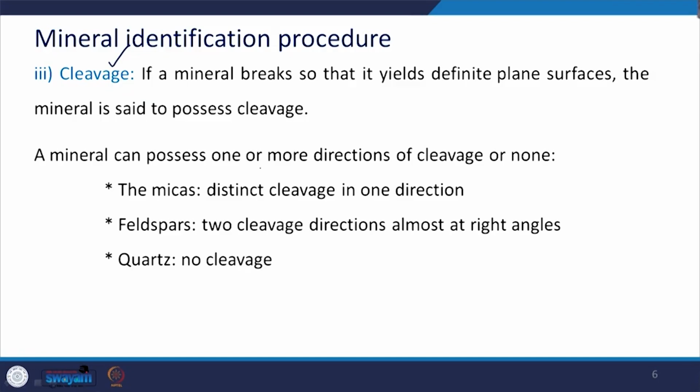The mineral can possess one or more directions, or there may be none. For example, the micas have distinct cleavage in one direction only. Feldspars have two at 90-degree angle. And in case of quartz, it has none. So, based upon whether they have any cleavage or not, or the number of cleavages that a mineral has, we can identify these minerals on the basis of these numbers.